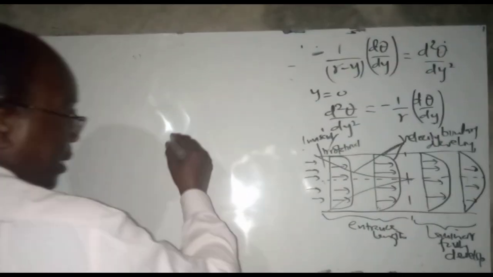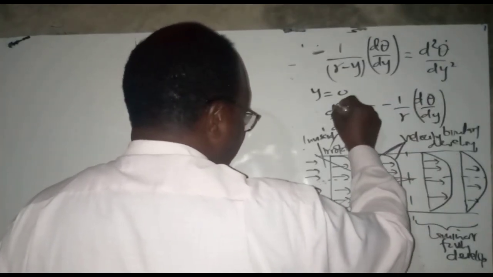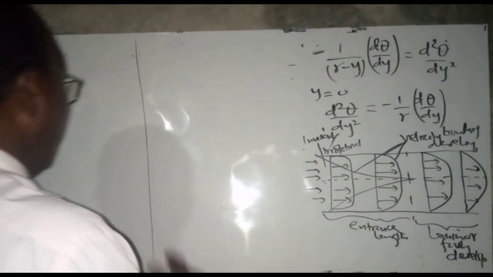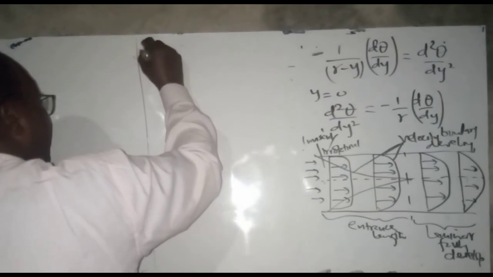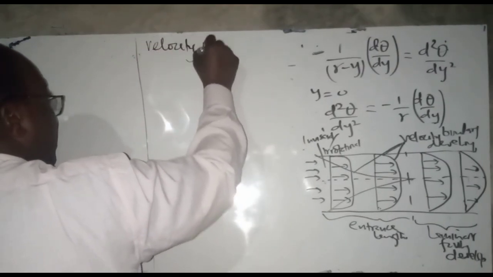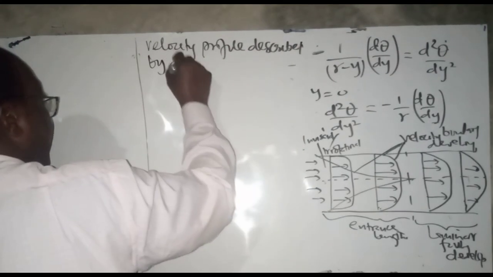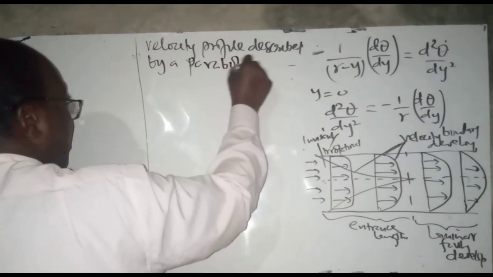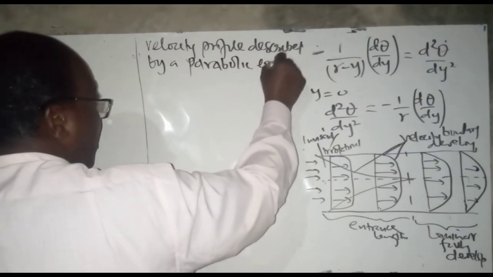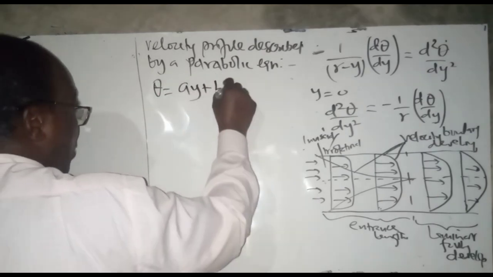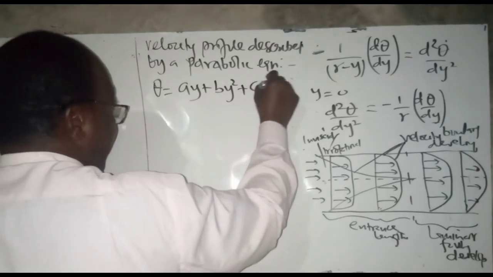So we are saying that minus 1 over r d theta dy is equal to d2 theta dy squared. Because we said that this velocity profile is best described by a parabolic equation, where theta is equal to ay plus by squared plus cy cubed.